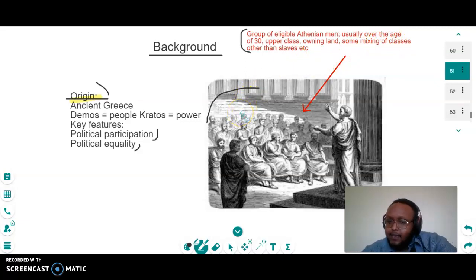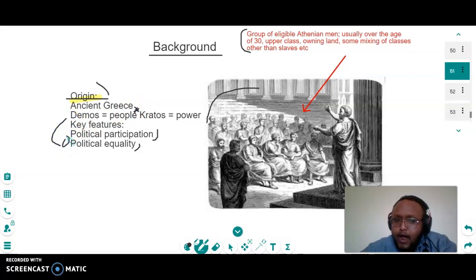So automatically, what we can see here is that there needs to be a caveat added to demos. It doesn't mean all people. So little asterisks there to remind you. It doesn't mean all people had the key tenets, the key features of democracy.